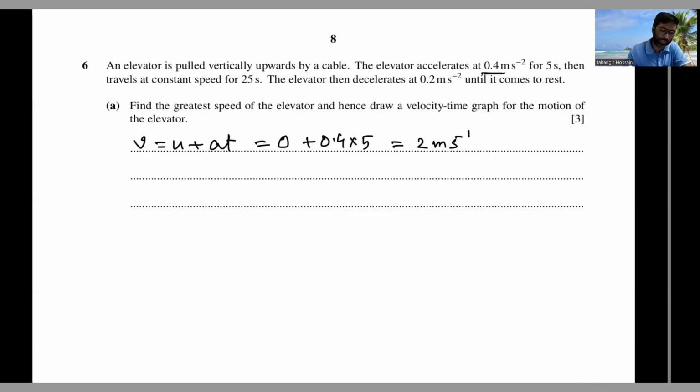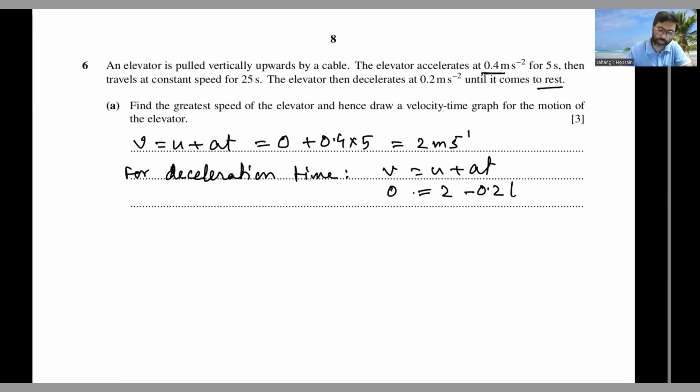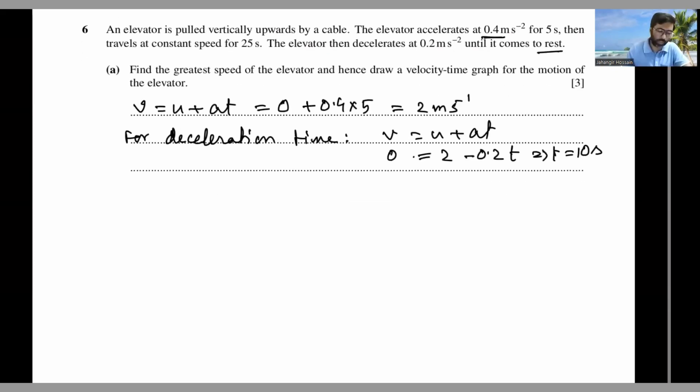Allow it to decelerate to come to rest from the speed of 2 meters per second. To find the time for the last part, the deceleration time, we have v equal to u plus at. See, velocity comes to rest, so v is zero, initial velocity is the greatest velocity 2, and the deceleration is 0.2, and we see that t equals 10 seconds. Okay, now let's draw the velocity time graph.